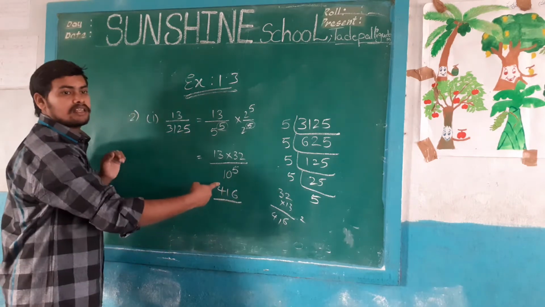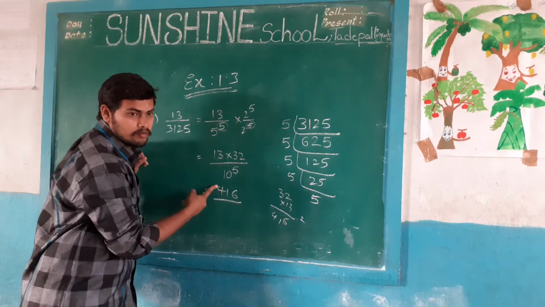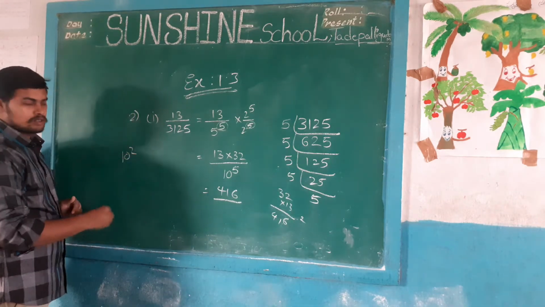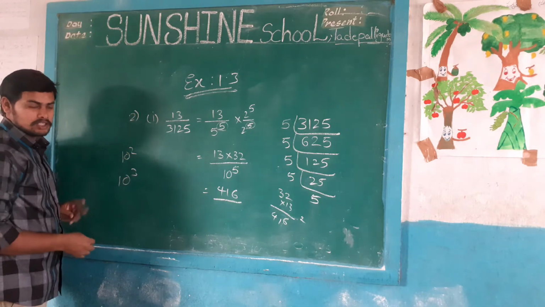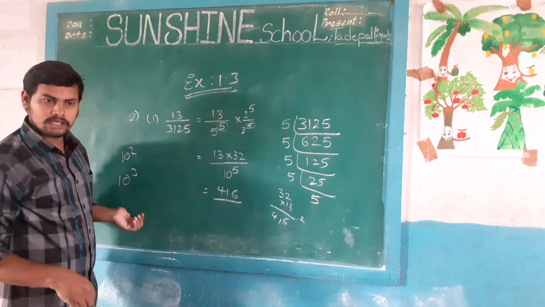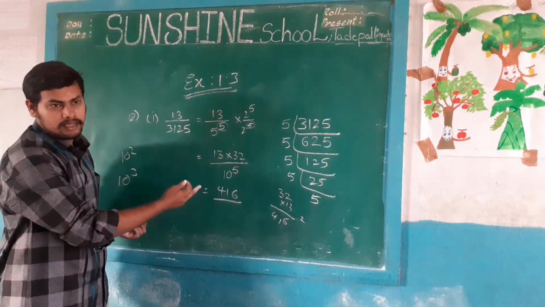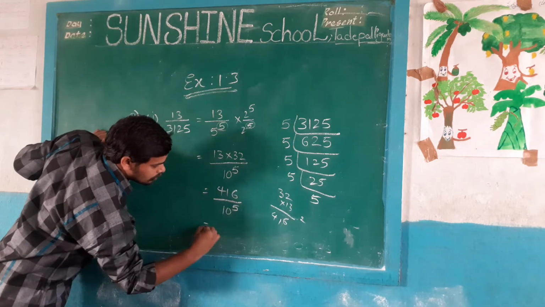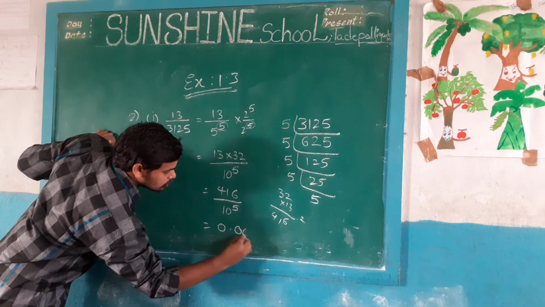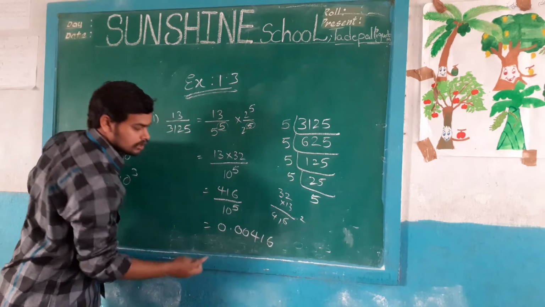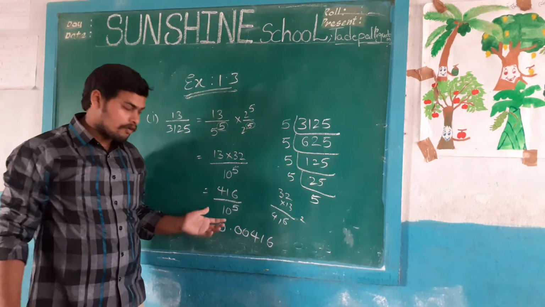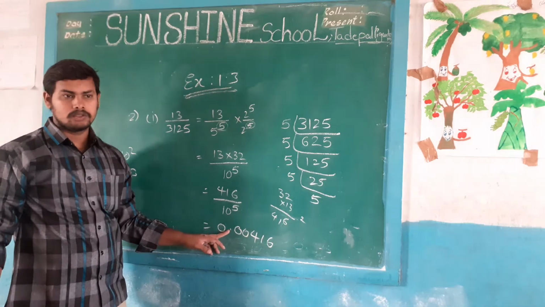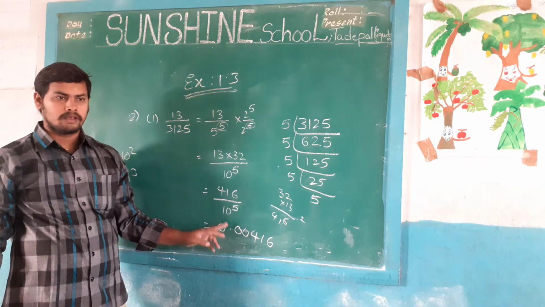How many zeros are there here? 5 zeros are there. 10 power 2 means 2 zeros. 10 power 3 means 3 zeros. 10 power 4 is 10,000. 10 power 5 is 1 lakh. So 5 zeros are there, so 10 power 5. So 0.00416. How many zeros are there? 5 zeros. 1 2 3 4 5. You should place the decimal here.